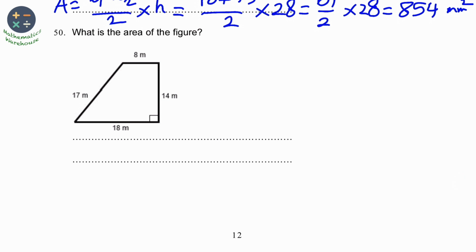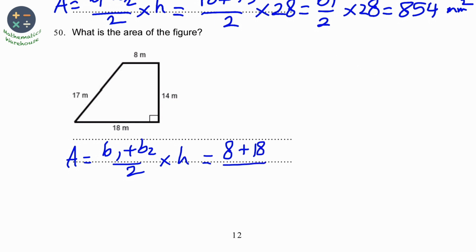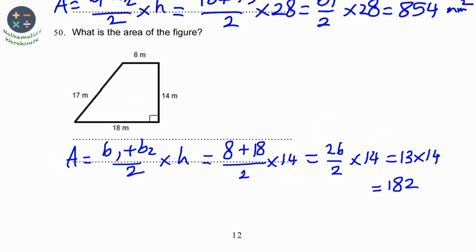Next question. What is the area of the figure? This is also a trapezoid. Area of a trapezoid equals the sum of two parallel bases divided by 2 multiplied by height. So it's 8 plus 18 divided by 2 multiplied by 14, equals 26 divided by 2 multiplied by 14 equals 13 times 14 equals 182 square meters.